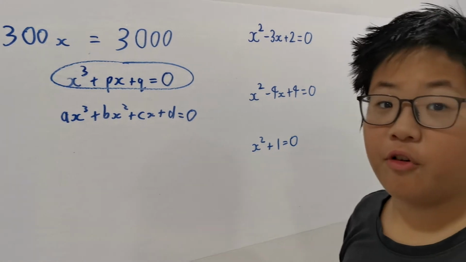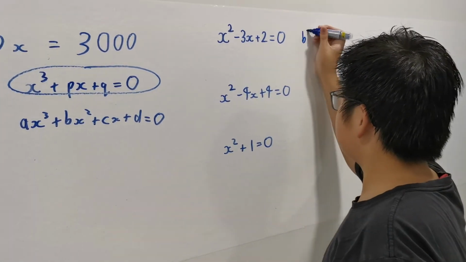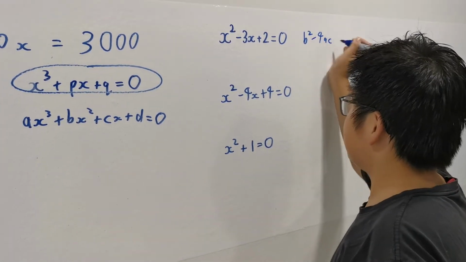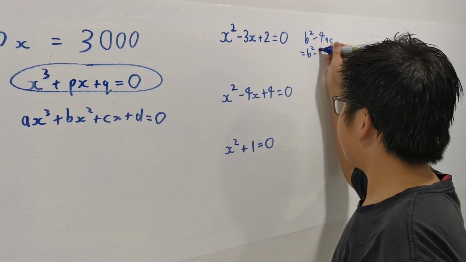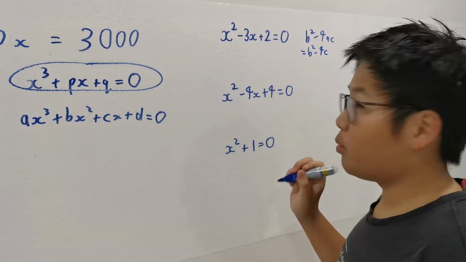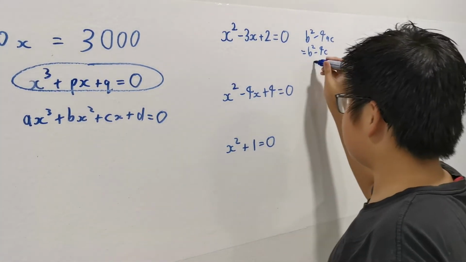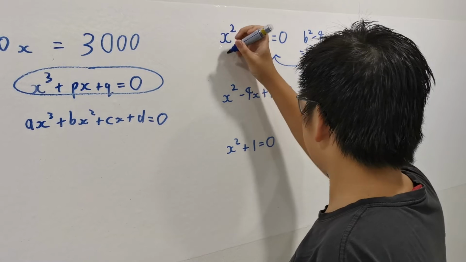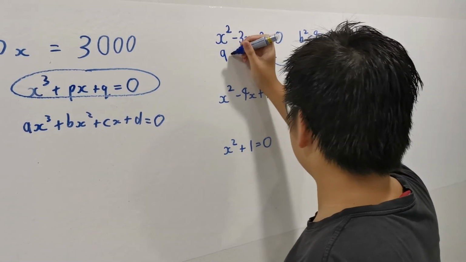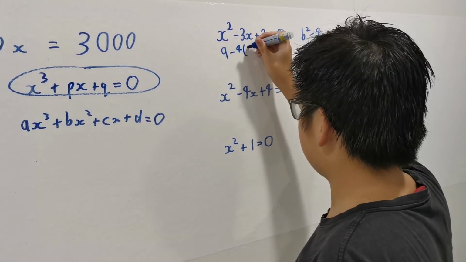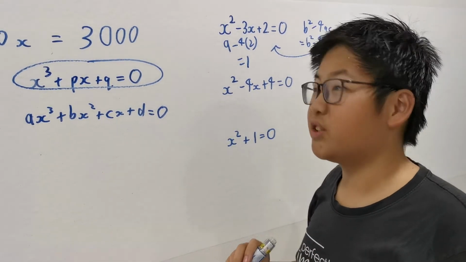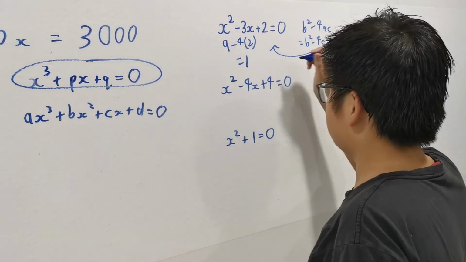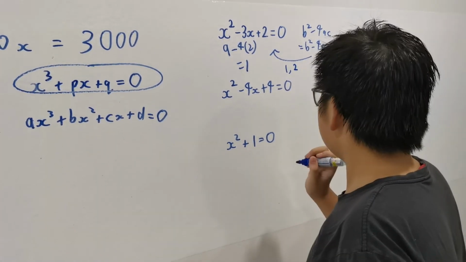The discriminant for a quadratic is b squared minus 4ac. Since the a term is all 1, we can simplify it to b squared minus 4c. Now, what is the discriminant? We just substitute it in, and this becomes 9 minus 4 times 2 equals 1. Since this is positive, this quadratic has 2 roots, 1 and 2.